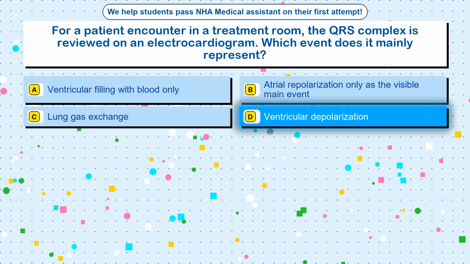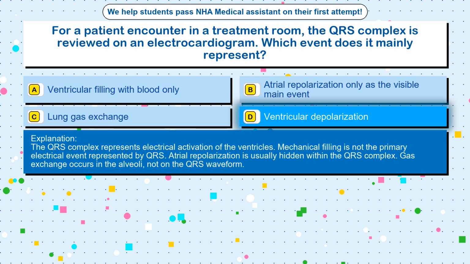Ventricular depolarization. The QRS complex represents electrical activation of the ventricles. Mechanical filling is not the primary electrical event represented by QRS. Atrial repolarization is usually hidden within the QRS complex. Gas exchange occurs in the alveoli, not on the QRS waveform.